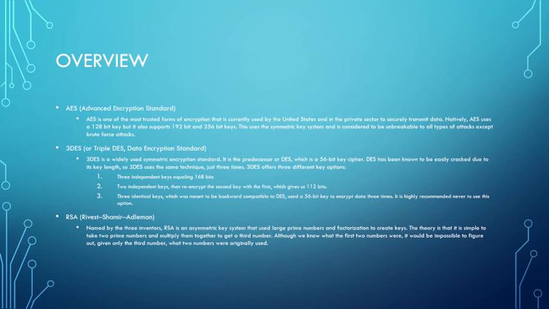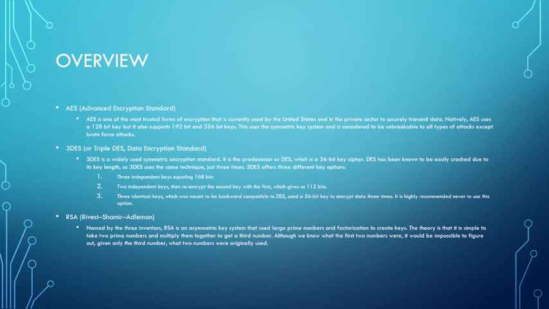Triple DES, or Data Encryption Standard. Triple DES is a widely used symmetric data encryption standard. Its predecessor, or just DES, was a 56-bit key cipher. DES has been known to be easily cracked due to its key length, so Triple DES uses the same technique just 3 times. Triple DES offers 3 different key options.